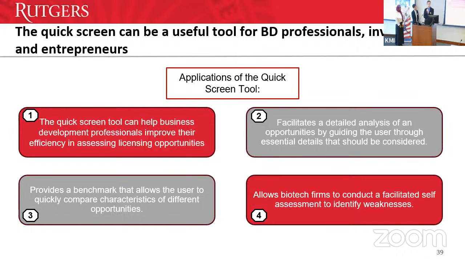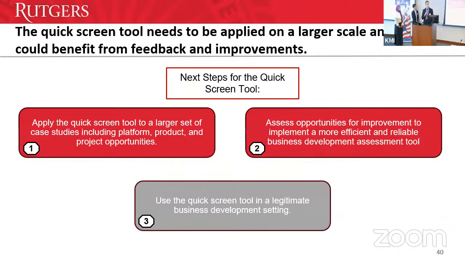Third, it provides a benchmark that allows the user to quickly compare characteristics. This would really help somebody compare their company to other companies. And finally, it allows biotech firms to conduct a facilitated self-assessment and identify weaknesses. It's going to be the type of tool that could go alongside a SWOT analysis and that kind of thing for an entrepreneur to look at their own company's strengths and weaknesses and figure out how to improve.